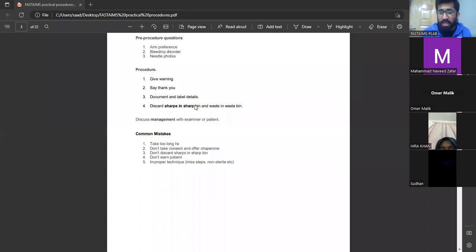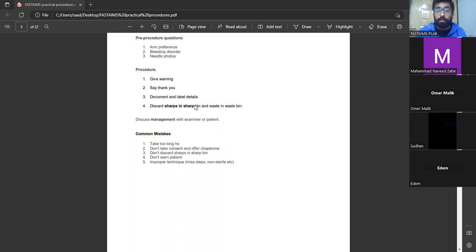Then at the end, say thank you after performing the procedure. In some procedures, like passing a catheter, you have to ask, if there's any pain, just let me know. And then at the end, again important, document and label what you have done. Document each and everything, and label if you have taken samples for blood culture or for paracetamol poisoning. We will see a scenario with paracetamol overdose. So label those with the patient's name, NHS number, and date of birth.